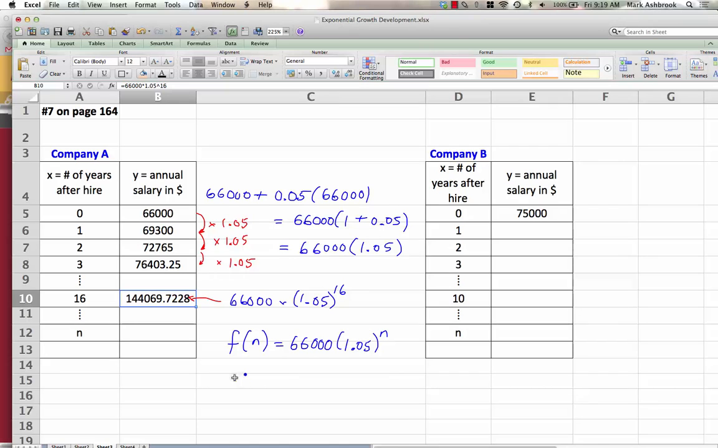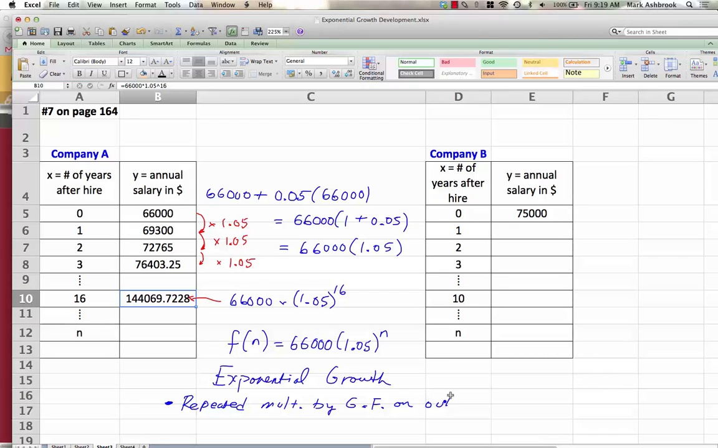Okay, so this is exponential growth. Two ways to look at it. Repeated multiplication by the growth factor on output. The other way to think of it is consistent what? Percent change.